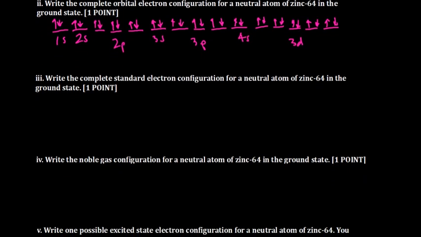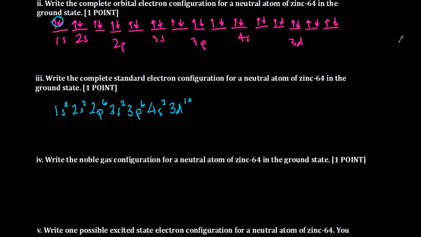It's asking us to write the standard electron configuration for a neutral atom of zinc-64, but this time in the ground state. So notice what's going to happen here. I'm going to use superscripts for the number of arrows. Again, the superscripts and the arrows in each case are representing the number of electrons in that sublevel. And here's where things get a little easier, right? I jump over to 2p and there are 6 electrons in there. 3s, there are 2, 3p, there are 6, 4s, there are 2, and then 3d, there are 10. Boom, done with my standard electron configuration.